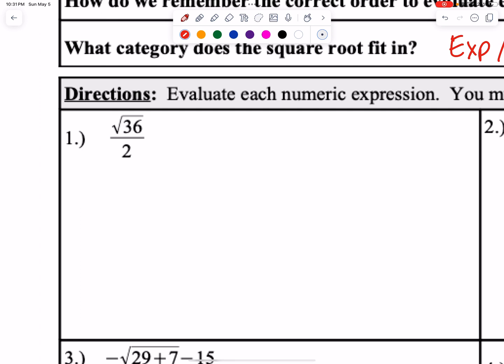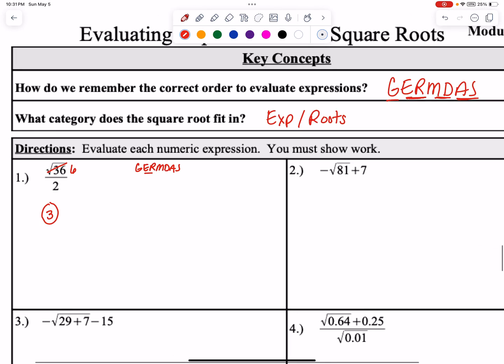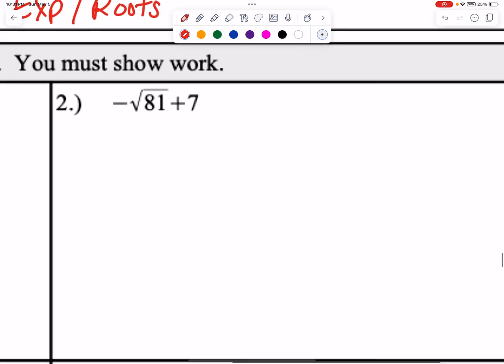Okay, so according to GERMDAS, we're going to take care of our exponents and roots, and really under the square root is sort of like a grouping as well. Like we have to do that first. And so you can sort of just cross that out, write what it is. So 6 times 6 is 36. So really we just have 6 divided by 2, and 6 divided by 2 equals 3. Okay, so sometimes it's okay to make a little note, and just sort of solve that.